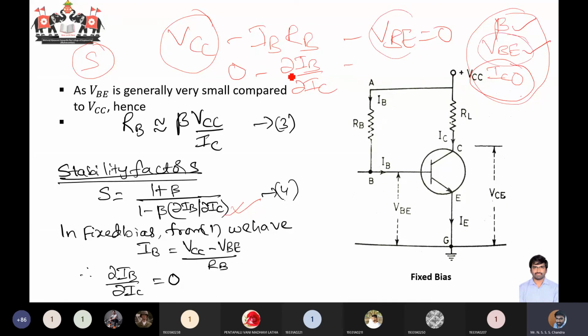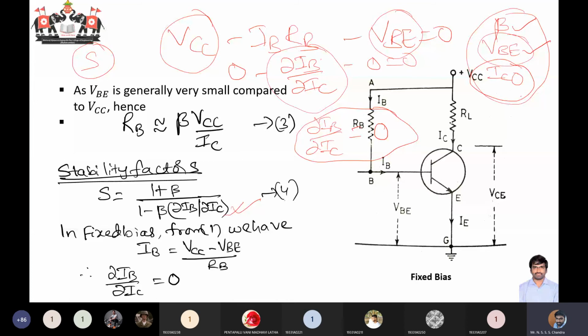It means that if you differentiate this value, what will you get? 0. So finally, what you are arriving at is that dou IB by dou IC value is equal to 0, isn't it? So you are getting dou IB by dou IC equal to 0.